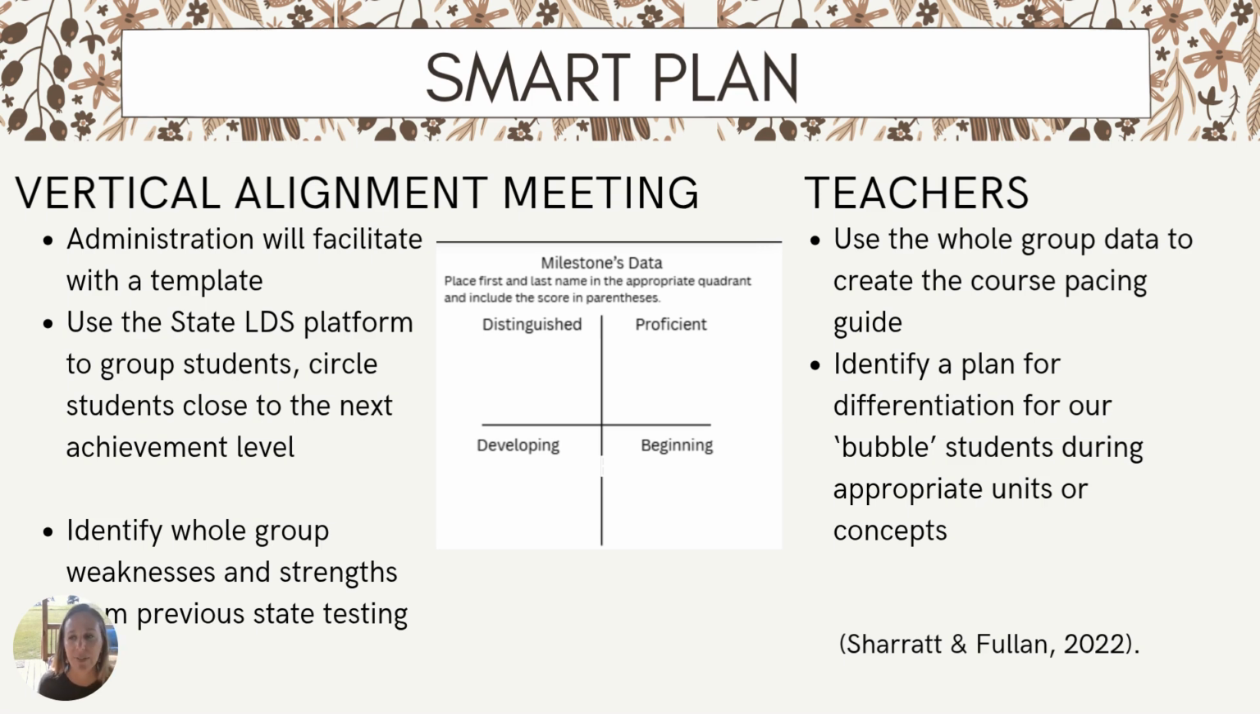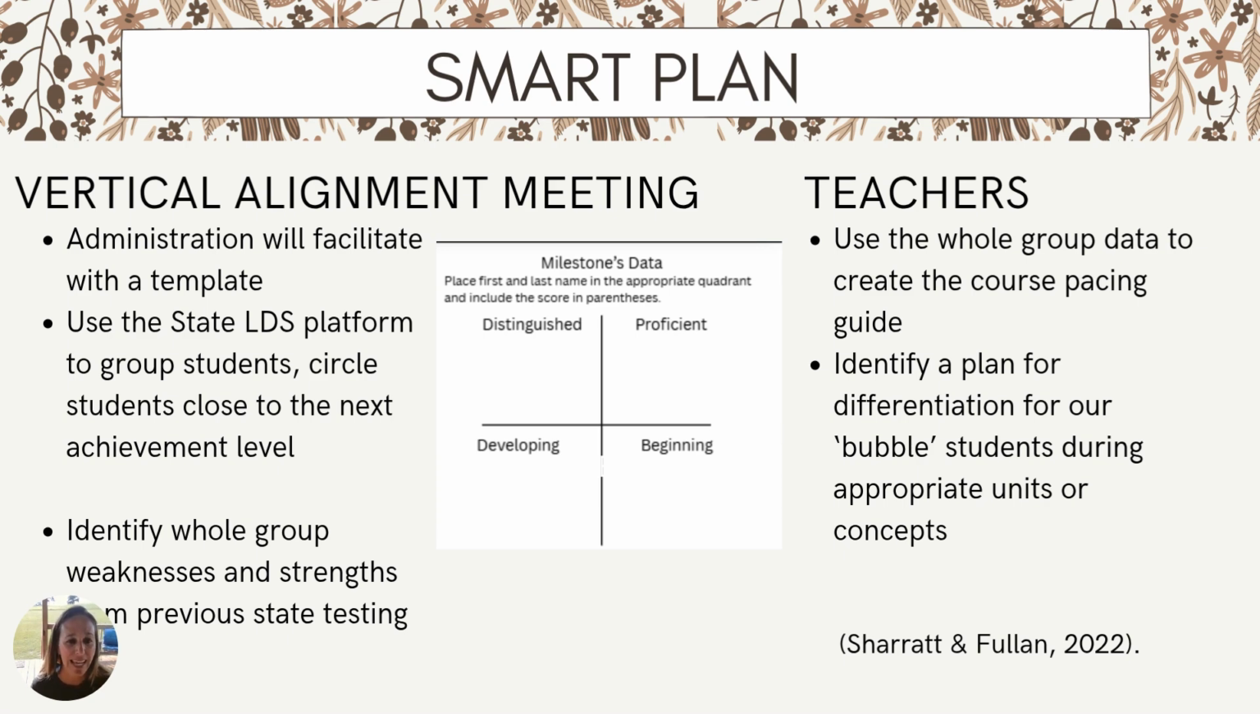So if I'm teaching 7th grade, I'll look at my students that year and look at their 6th grade EOG scores and put them in those appropriate quadrants. And then I'll write their name, and I'll also put their score in parentheses, and then circle, or maybe highlight, whatever the teacher would like to do, any students that are right on the verge of moving up an achievement level, or maybe even falling down, so that they can kind of be on my radar.